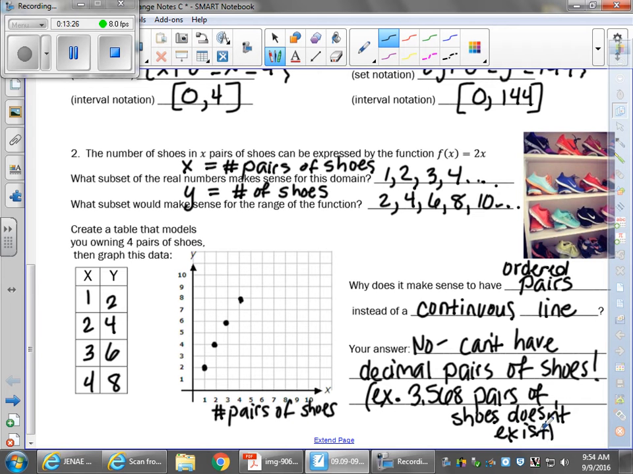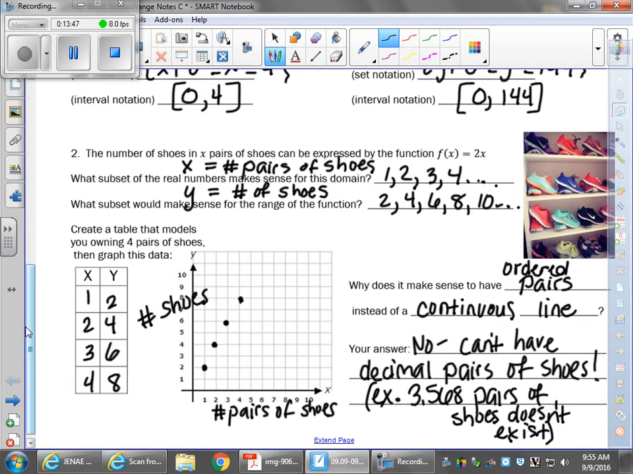So let's all agree. Are we going to connect these dots? No. Now look at this graph, and then look at the graph that is given to you at the top. Do they look anything alike? No. I'm going to put a label here, number of shoes for my y value.